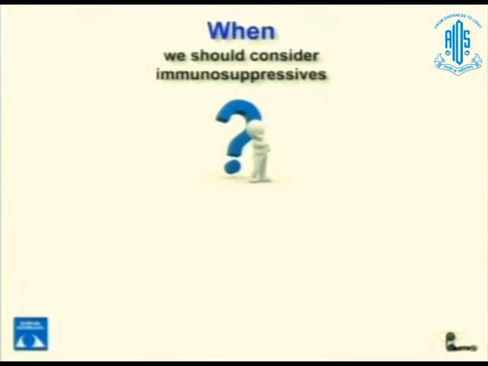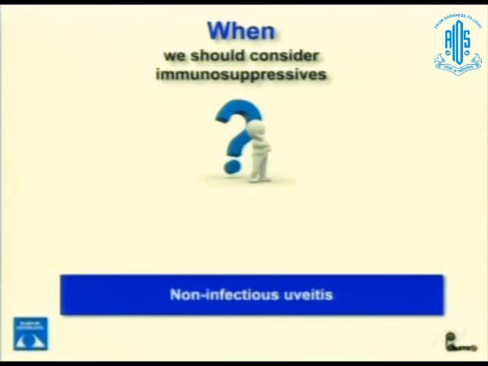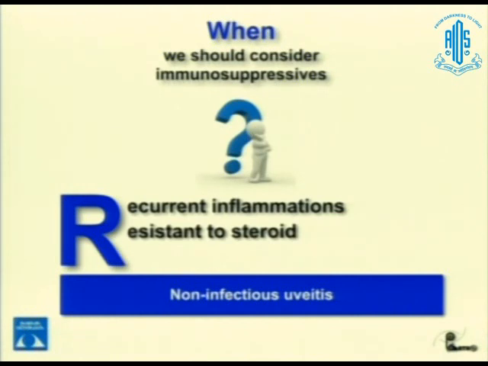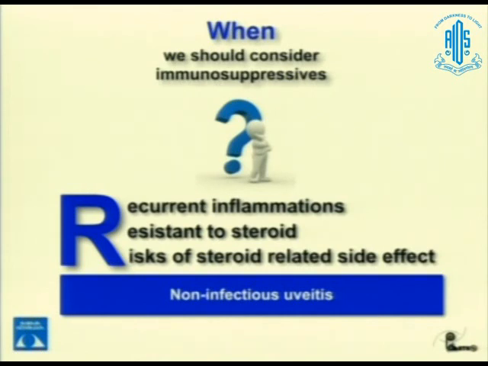Now the question is when we should consider immunosuppressives. The first is non-infectious uveitis. First rule is we have to consider if the infectious etiologies are ruled out. Then just remember 3 R. First is recurrent inflammation. Second, the inflammation is resistant to steroid. Third, the patient is developing some side effects of the steroid therapy, so risk of steroid-related side effects. In such cases we can consider immunosuppressives.